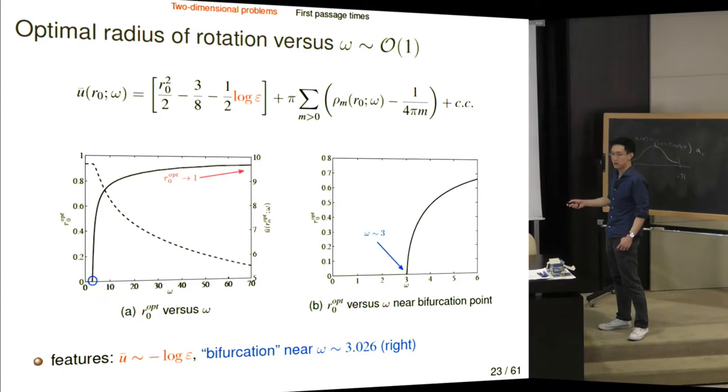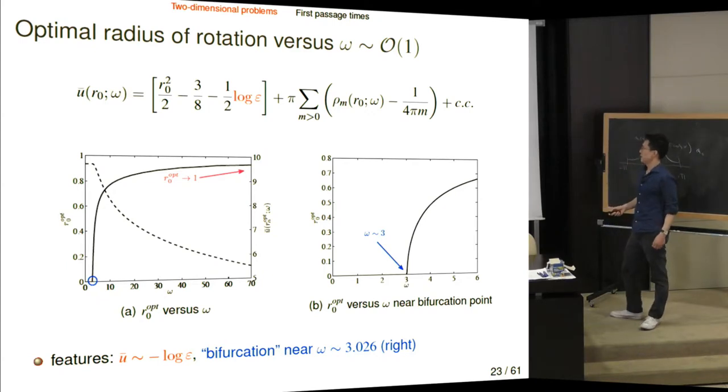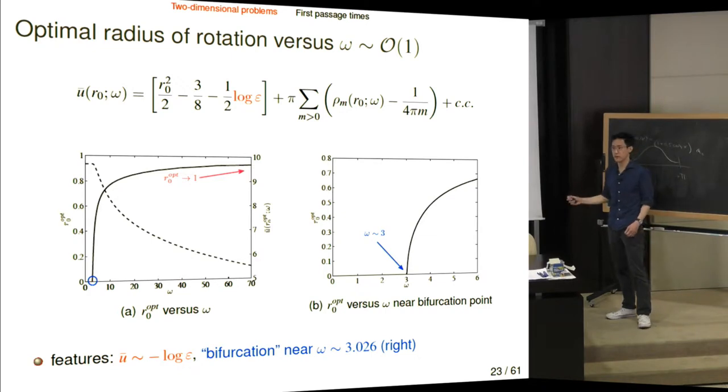Essentially, this is about omega equals 3. Again, in this regime where we're assuming that omega is much less than 1 over epsilon, you get that the optimal radius goes to 1 asymptotically as omega gets very large, but omega has to be much less than 1 over epsilon. So this is a little sub-regime.